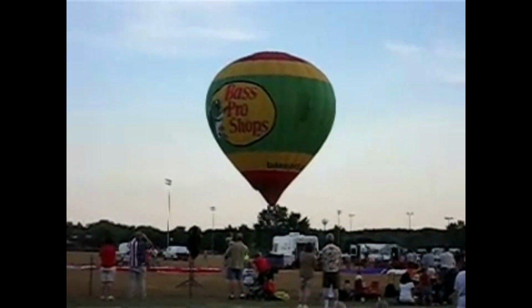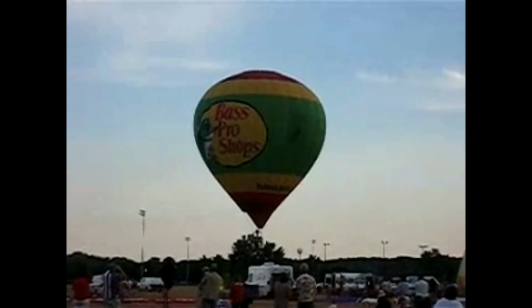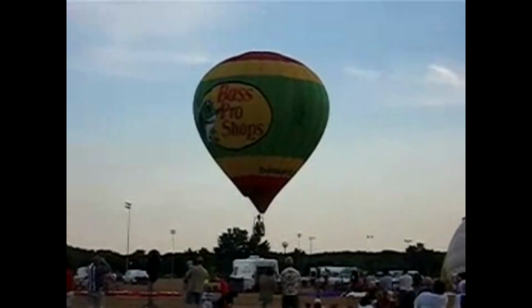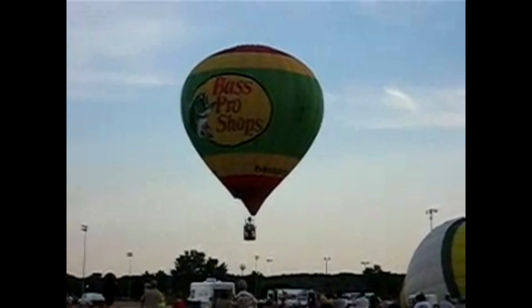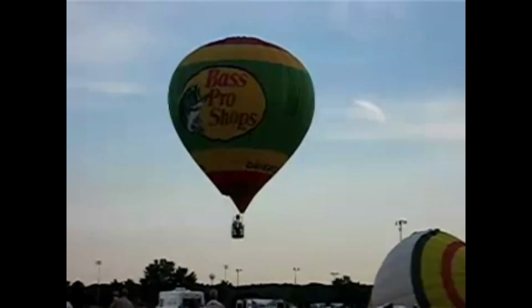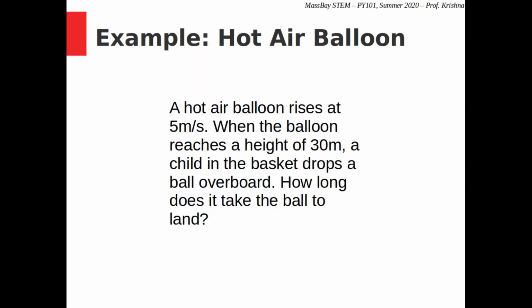A subtlety can arise when the object we're tracking starts from a moving source. Here's a hot air balloon rising into the wild blue yonder. Consider this situation. A hot air balloon rises at 5 meters per second. When the balloon reaches a height of 30 meters, a child in the basket drops a ball overboard. How long does it take the ball to land?